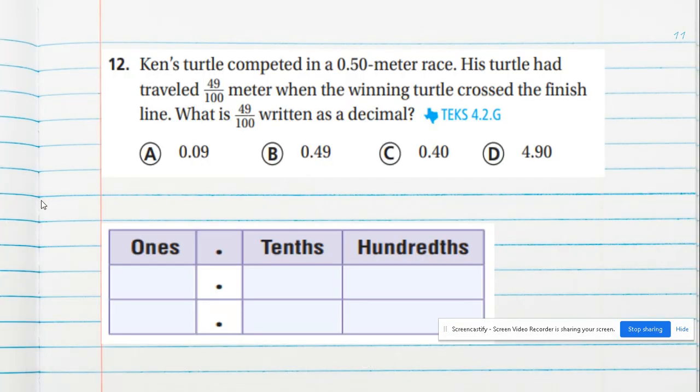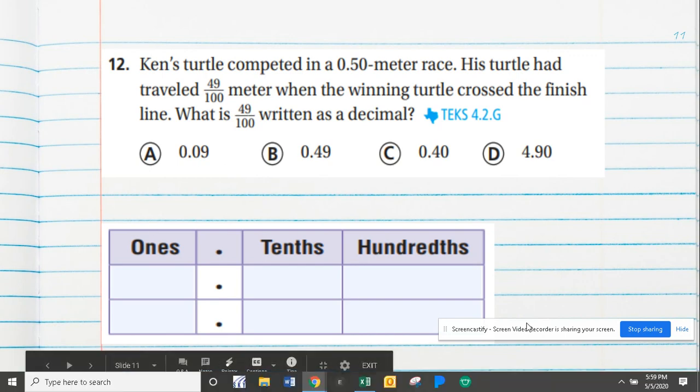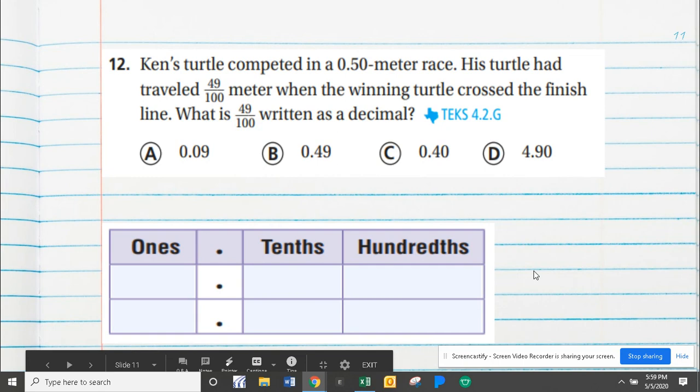Here are the questions for the quiz. Ken's turtle competed in a 50-meter race. His turtle had traveled 49 hundredths of a meter when the winning turtle crossed the finish line. What is 49 hundredths written as a decimal? So of course, we need to plug it into our place value chart and then go ahead and find your answer.